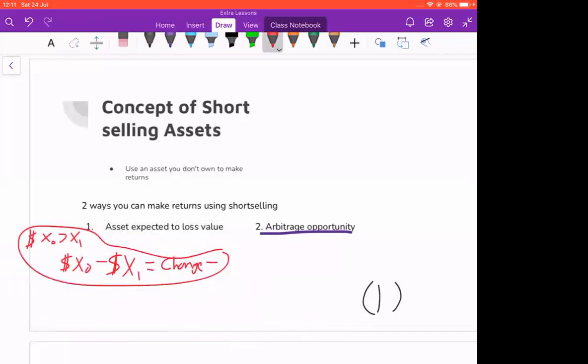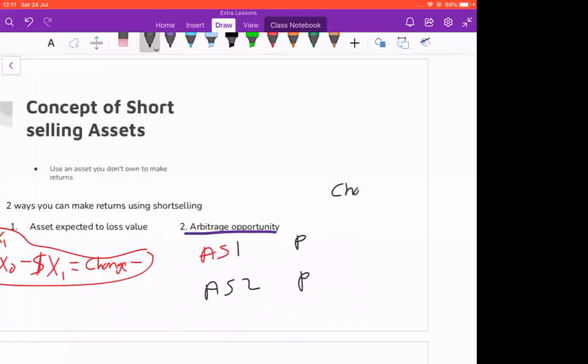So okay, let's say maybe you have two assets. You have asset one, and then you have asset two. Let's say both these assets have the same price, P1 and P1, right? And they have the same characteristics, or you can say the same risk profile. So let's say this risk profile is the same for both A and B. But the payouts are different.